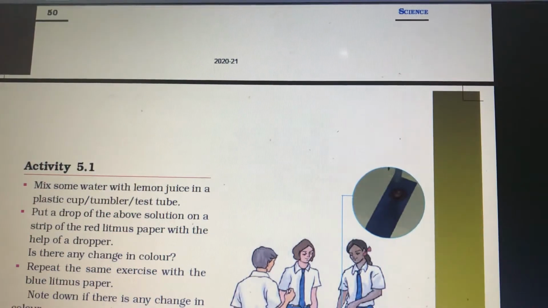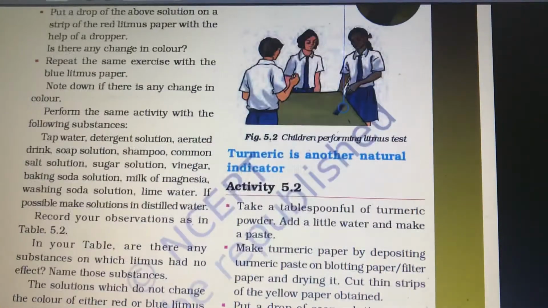As we move further, we can perform the litmus activity with different materials like tap water, detergent, aerated drink and soap solution. We can simply dip the strips and tell whether the given substance is an acid, a base or a salt. Now here one important thing is neutral solutions. The solutions which do not change the color of either red or blue litmus are known as neutral solutions. They are neither acidic nor basic. Examples are tap water and distilled water. They do not have any acidity or basicity.